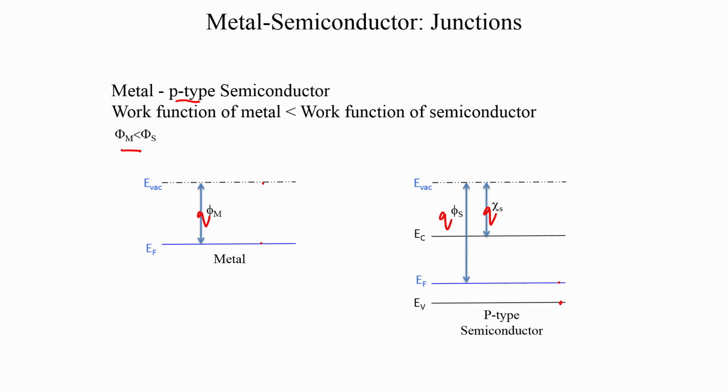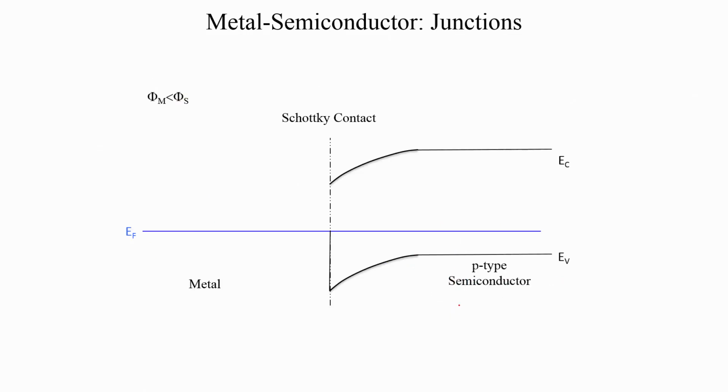Now, if you create a contact, you will align the Fermi levels as usual, but now it is going to be the metal that transfers electrons to the semiconductor, because the metal has got a higher Fermi level as compared to the semiconductor. Therefore, the conduction band in the semiconductor will now bend towards the Fermi level, because the semiconductor has accepted electrons and there is a large electron population here. So, the band bending will look like this.